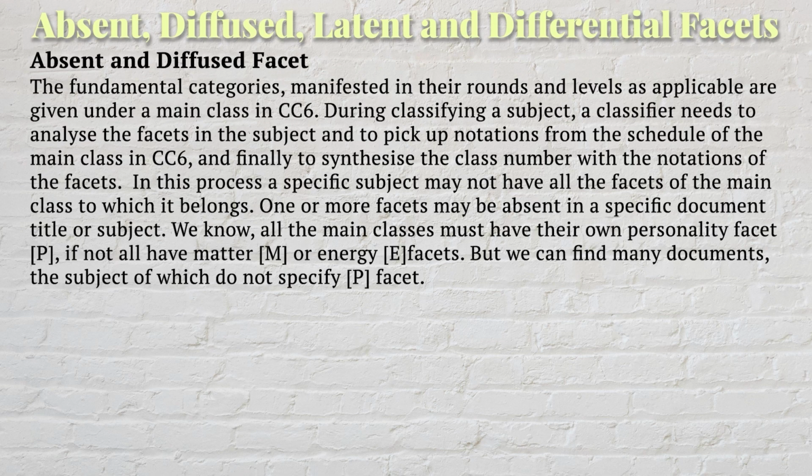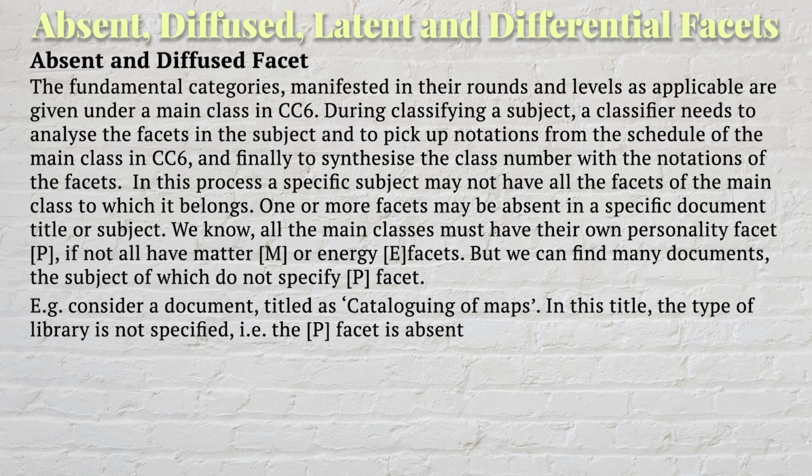We know all the main classes must have their own personality facet, but they may not have the matter or energy facets. We can find many documents, the subject of which do not specify personality facets, such as a document titled Cataloging of Maps. In this title, the type of library is not specified, that is, the personality facet is absent. So, some facet in the title may be absent and those are called absent facets.